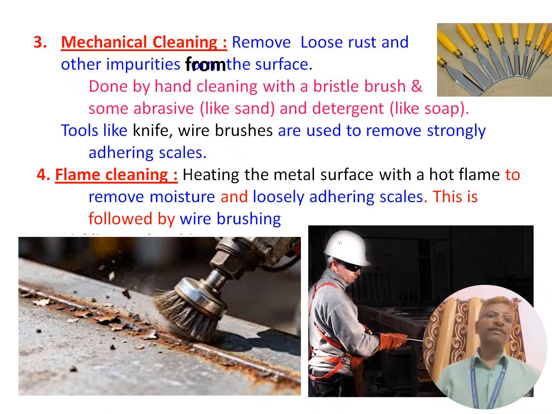Okay, so the third is mechanical cleaning. That means removal of loose rust and other impurities from the surface. So for this one you can use a brush. With a normal brush we can remove it, or else by applying some sand or soap wash should work. Okay, so mechanical means manually you have to remove the unwanted materials over the surface of the metal to be plated.